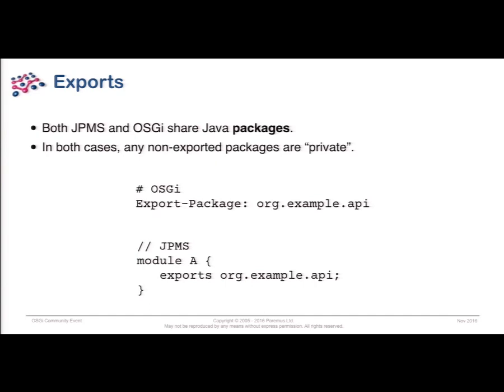So we do this by sharing packages. Both JPMS and OSGi share packages between modules. In both cases, any packages that are not explicitly exported are private. So in OSGi, it looks like this, Export-Package. In JPMS, it looks like this, exports, and then the name of a package. Looks very similar. In JPMS, this thing is a module-info.java, and it gets compiled to a class file called module-info.class. This is an OSGi manifest, and it would typically be generated by a tool like BND.